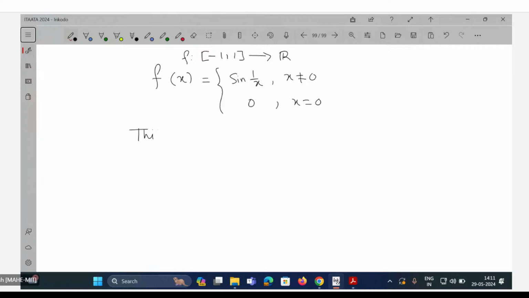This function has intermediate value property, but f is not continuous at x equals to 0. I suggest you try to prove that this function has intermediate value property. Not continuous is easy to see. Okay, so this was from the last day's lecture.